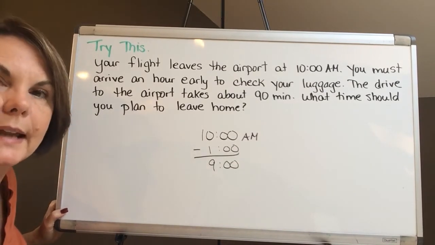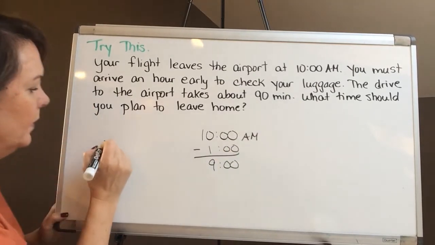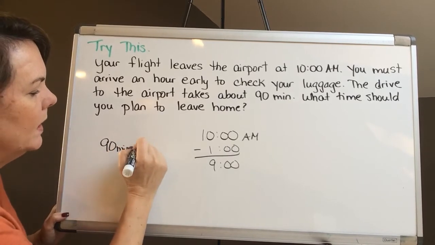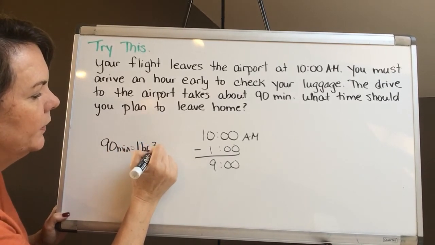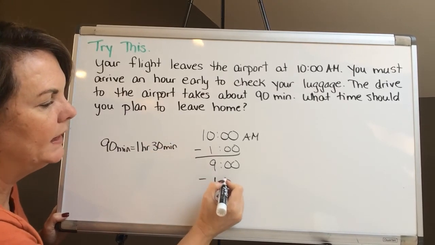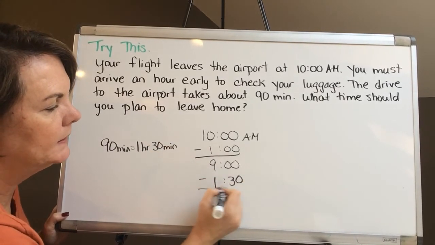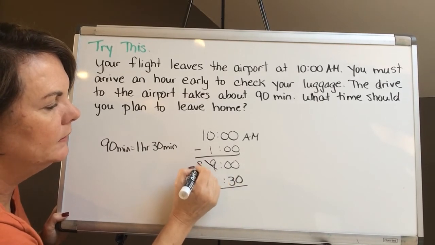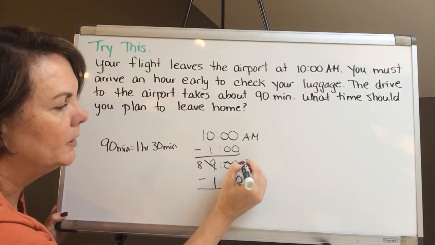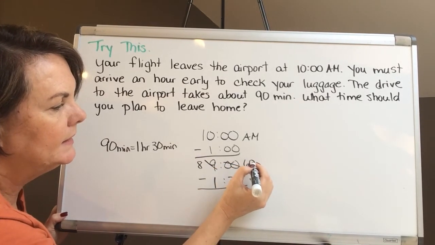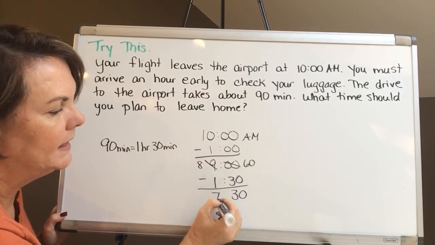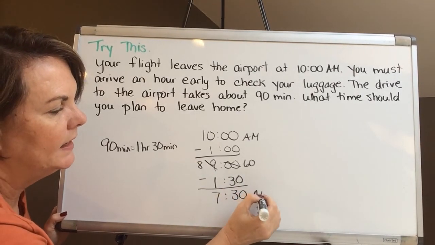Now it takes you about 90 minutes. Now remember, 90 minutes is 1 hour and 30 minutes. So I need to go backwards again, 1 hour and 30 minutes. So borrow here. So from 9, it's now 8. And over here, I'm going to make this 60. 60 minus 30 is 30, and 8 minus 1 is 7. I should leave at 7:30 a.m.